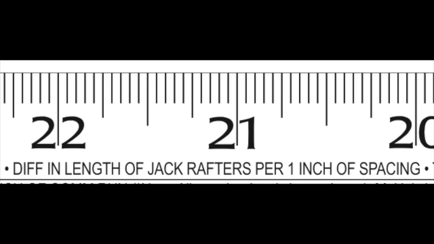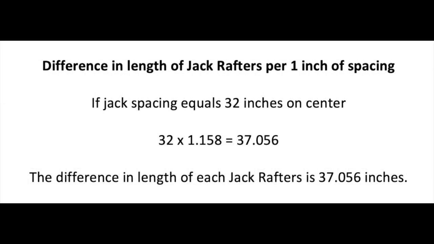Now let's take a look at case 2. In the second case, we can use this ratio to determine the difference in length of jack rafters per inch of spacing. For a system with jack spacings of 32 inches on center, we have 32 times 1.158 equals 37.056. In this case, each jack would increase, or decrease, in length by 37.056 inches. Any increment you can imagine can be used with this factor to supply accurate results.